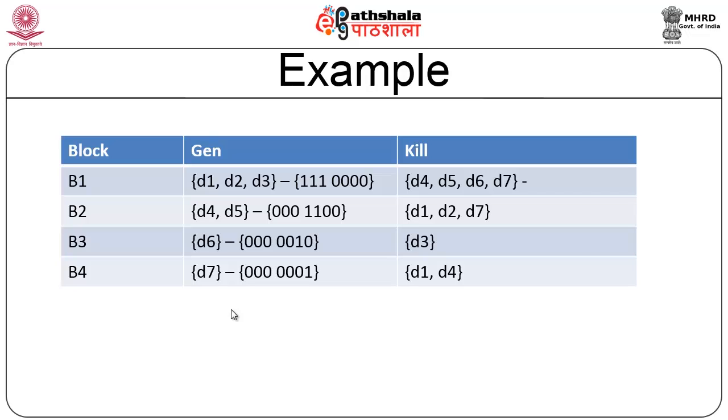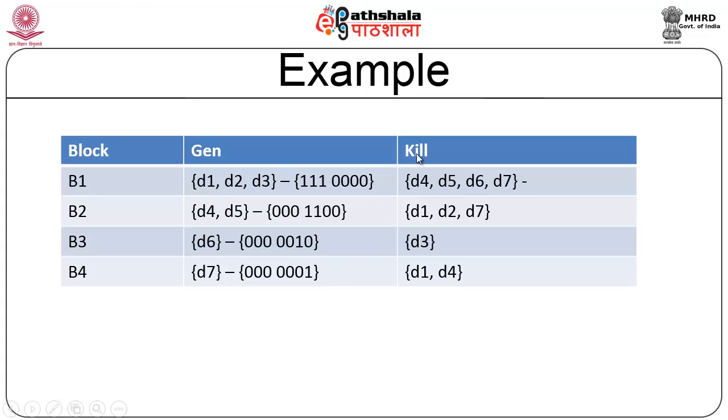Within a particular basic block, typically you do not define a variable more than once, okay. So that is why D1, D2, D3. Now the bit vector representation of this is setting D1, D2, D3 bits to 1 and resetting all the other bits to 0. Similarly, D4, D5 means setting D4, D5 to 1 and resetting the other bits to 0, and D6 will be setting the D6 bit to 1, the remaining bits are set to 0, and D7 will be setting the bit D7 to 1.